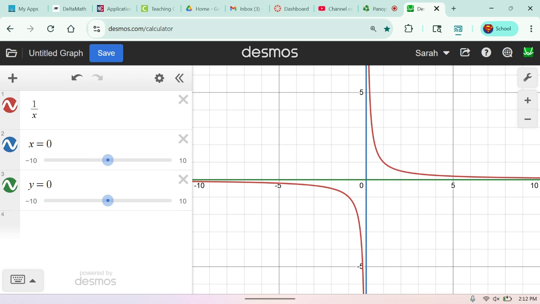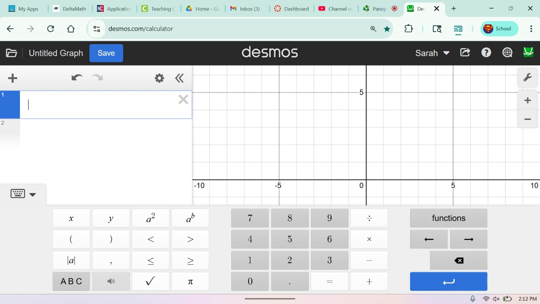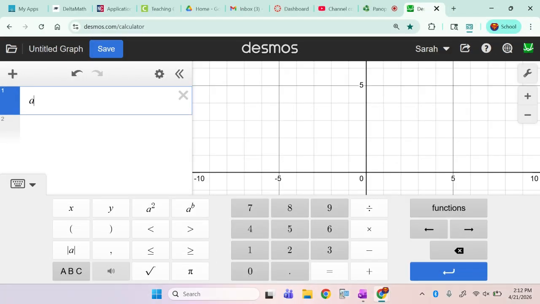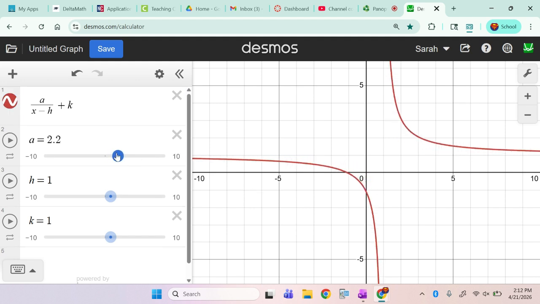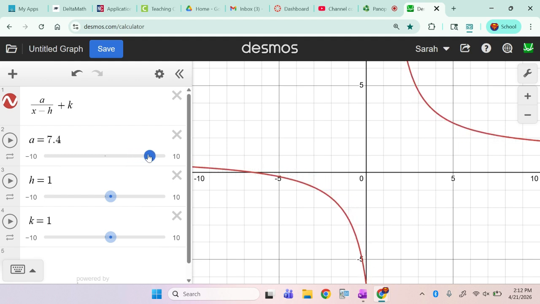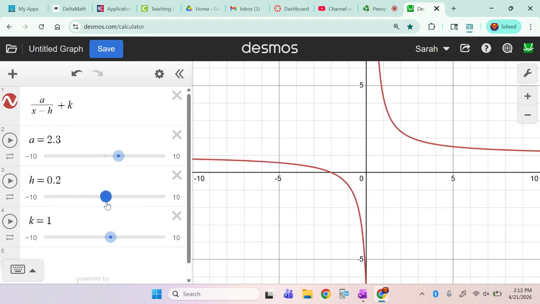Now, let's say that I changed the a and b value. So let's say I actually typed in a over x minus h plus k. And I'm going to make a slider for all of them. So if I move a, it stretches further away from the asymptotes. Let's actually put these at 0.